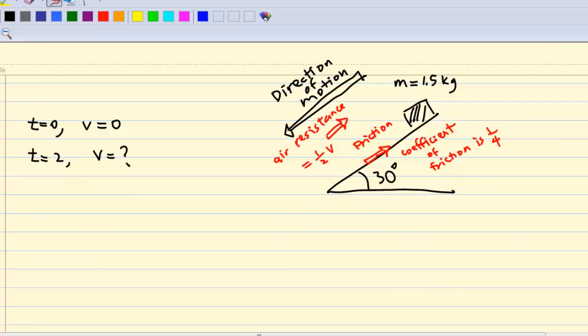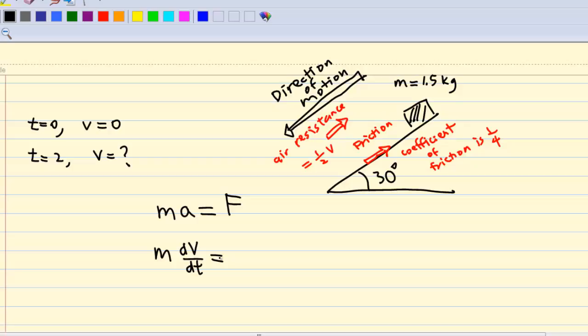To start analyzing the problem, write down the equation of motion, which is F equal to ma, or ma equal to F, where a is the acceleration. Since we are trying to figure out the velocity at time t equal to 2, we replace a by dv/dt. So when you solve this equation, you'll be able to answer what is the velocity at time t equal to 2.